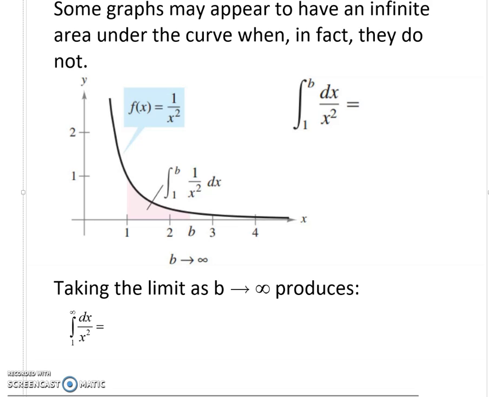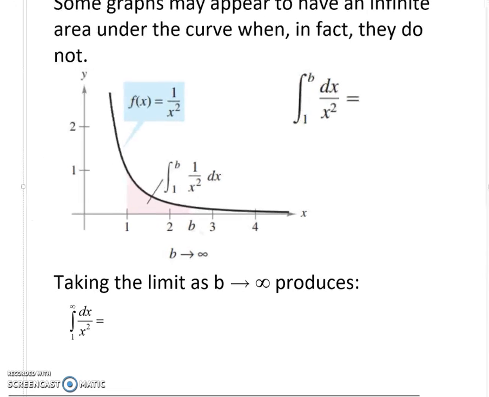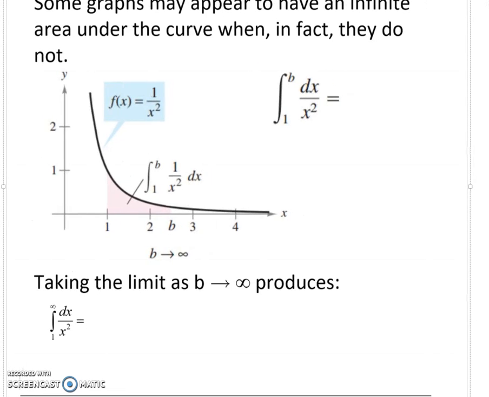But before we really get to that concept, we just want to think about how to integrate it, starting at x equals 1 to some location of x equals b. And you can see on the graph there that they've drawn for us a random b location for us to look at. So over here on the right, we have the integral from 1 to b of dx over x squared. So I'm just going to go through this in baby steps.